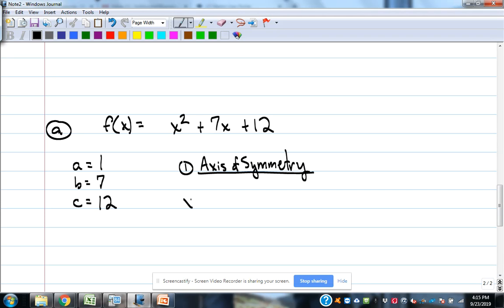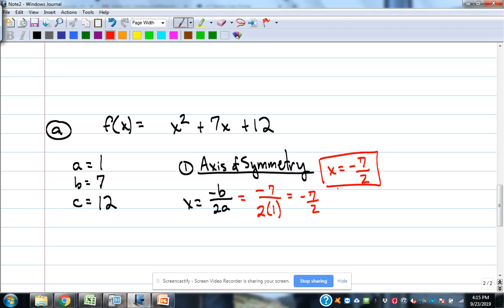And remember, it had that formula x equals negative b over 2a. So we're going to just plug in the stuff from our list. Negative b means take the opposite of positive 7, which is negative 7, over 2 times a, and a is 1, so that'd be negative 7 over 2. So the axis of symmetry is x equals negative 7 over 2. That's our axis of symmetry.